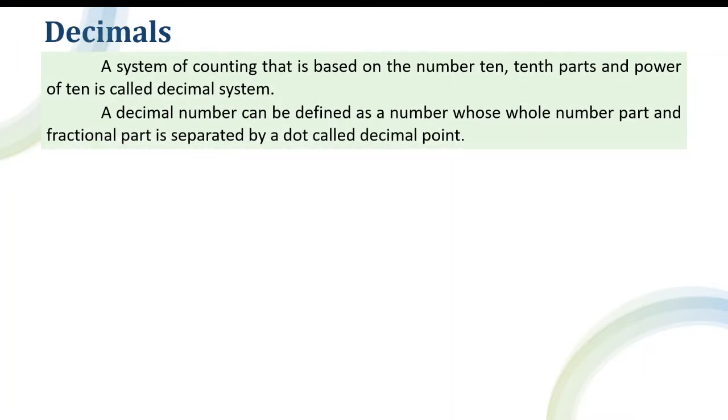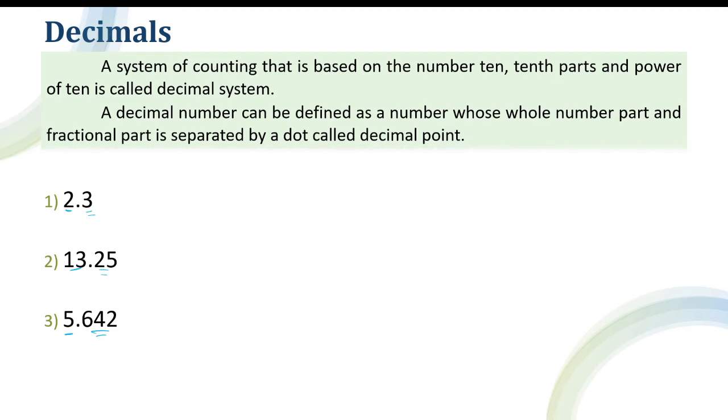We know that a decimal is a system of counting that is based on the number 10 or 10th parts and power of 10. So that is called the decimal system. A decimal number can be defined as a number whose whole number part and fractional part is separated by a dot called decimal point. I have here 3 examples. Yung mga numbers before the decimal point ay ang ating mga whole numbers, yung decimal point, yung nagsiseparate sa whole numbers, and yung fractional part. At yan yung i-convert natin later into fraction.